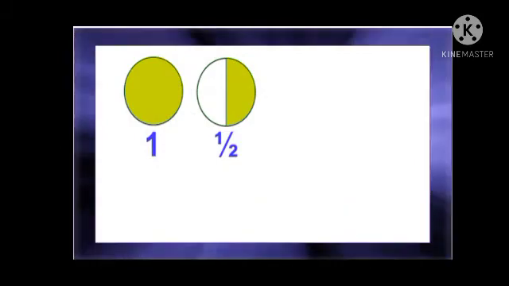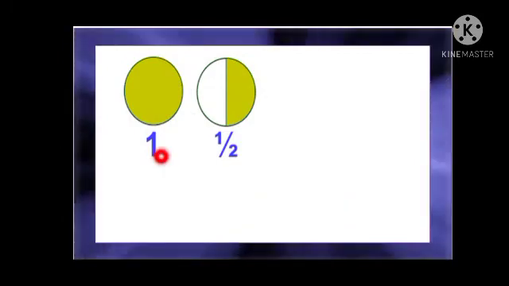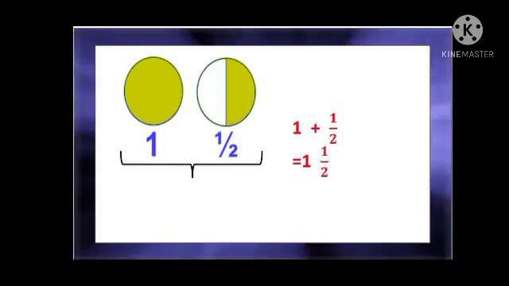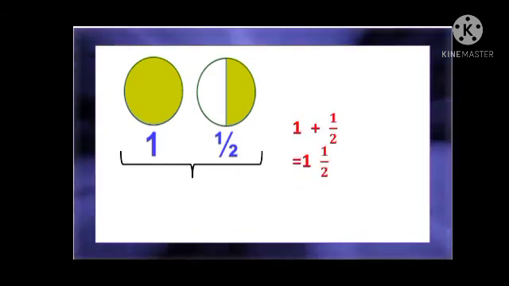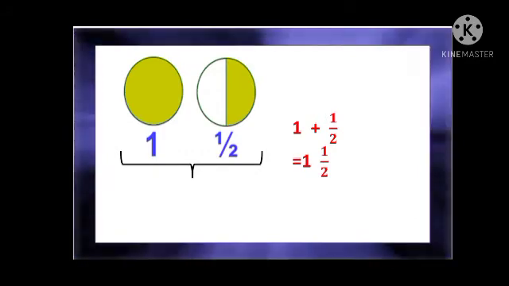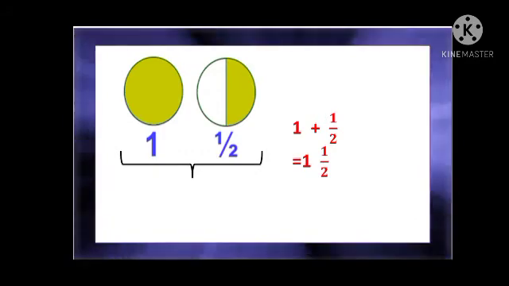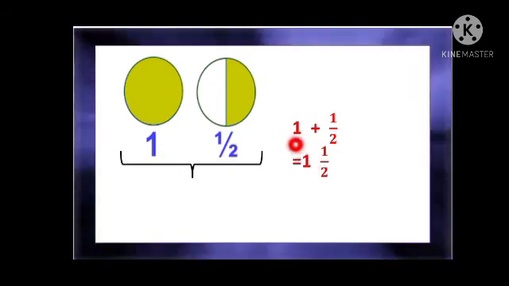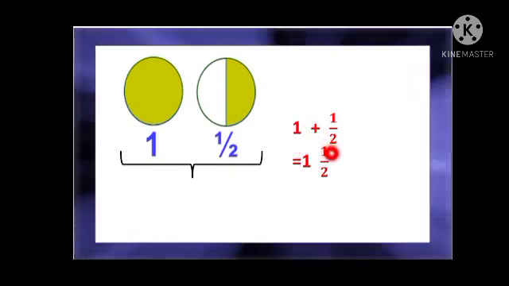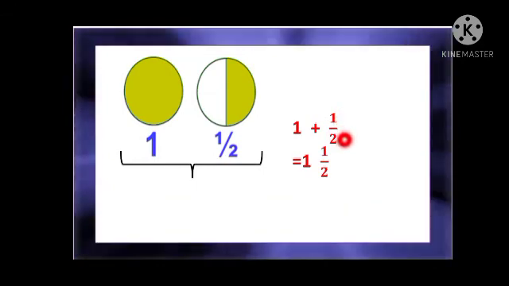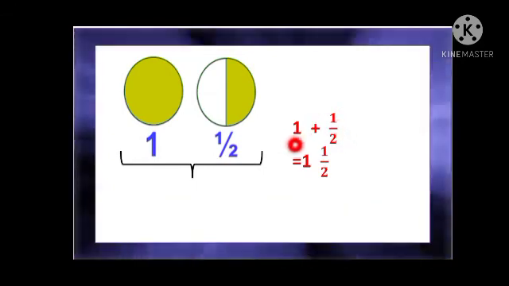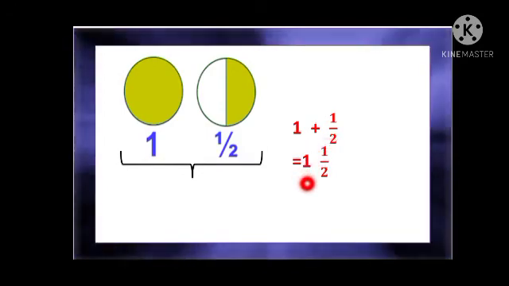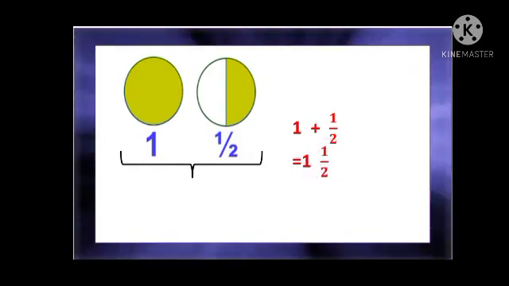For example, here one full circle is given and one half circle is given. So 1 plus 1 by 2 is 1 1 by 2. See here, it is a sum of a whole number and a proper fraction. 1 by 2 is a proper fraction. So the sum of a whole number and a proper fraction is a mixed fraction, 1 1 by 2.